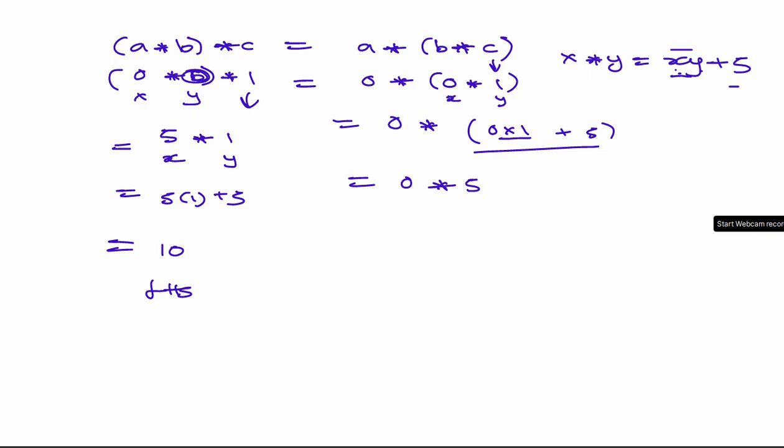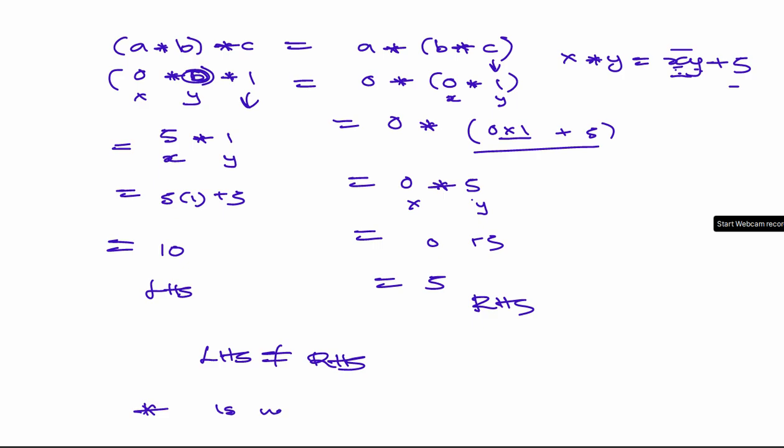Okay, so let's go ahead and find 0 star 5. So that means this becomes our x and this becomes our y. So what we can do now is just to replace in the formula. x times y, it is 0 times 5, which is 0, plus this 5, which is 5. This is our right hand side. As you can see now, our left hand side in this case is not equal to our right hand side. So you can even say that star isn't an associative binary operation.